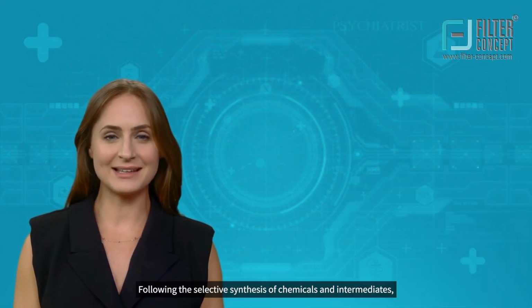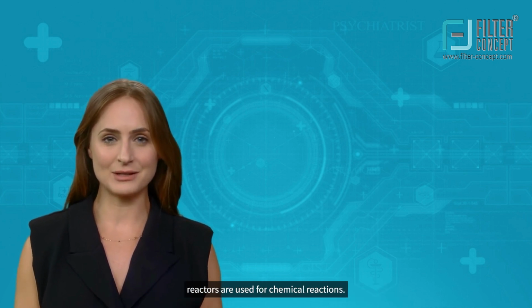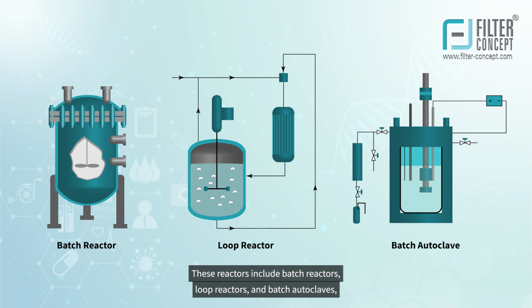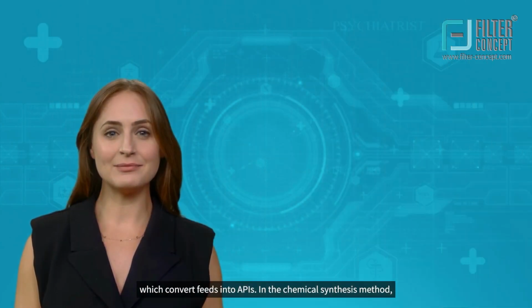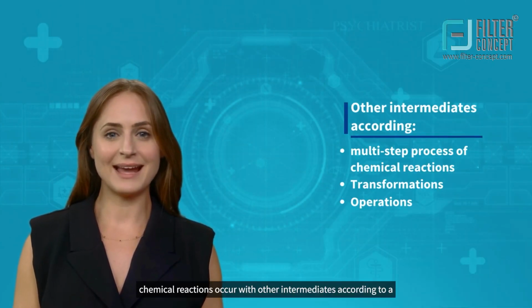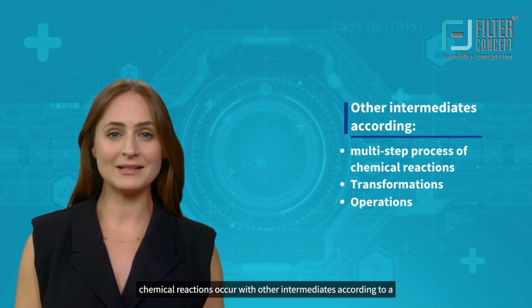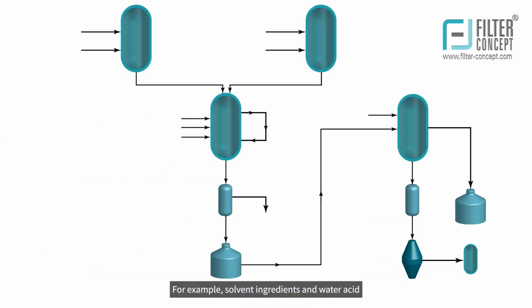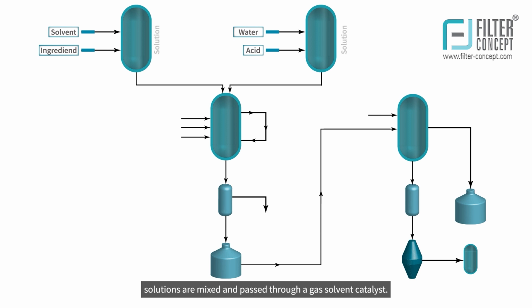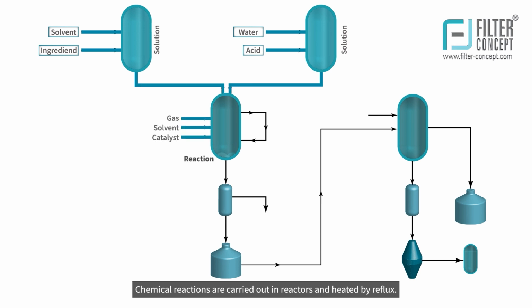Following the selective synthesis of chemicals and intermediates, reactors are used for chemical reactions. These reactors include batch reactors, loop reactors, and batch autoclaves, which convert feeds into APIs. In the chemical synthesis method, chemical reactions occur with other intermediates according to a multi-step process of chemical reactions, transformations, and operations. For example, solvent ingredients and water acid solutions are mixed and passed through a gas solvent catalyst. Chemical reactions are carried out in reactors and heated by reflux.